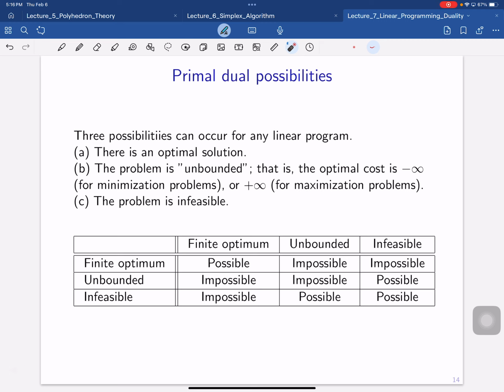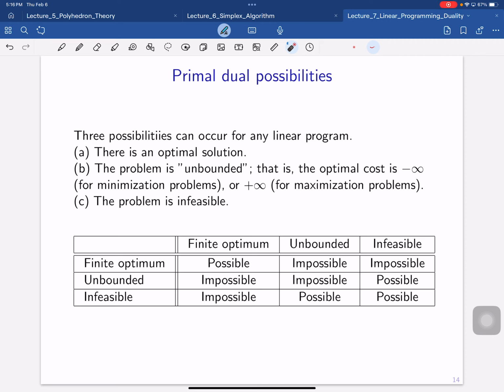All right. So with that, let's talk about the possibilities of primal and dual. When I study linear programs, I always get confused about when is the primal problem infeasible, when is it unbounded, what happens to the dual, and so forth.